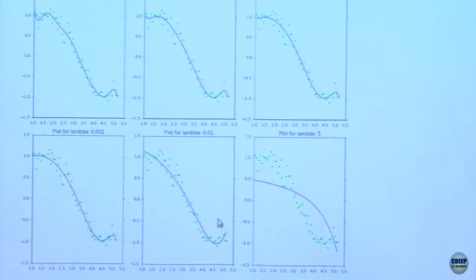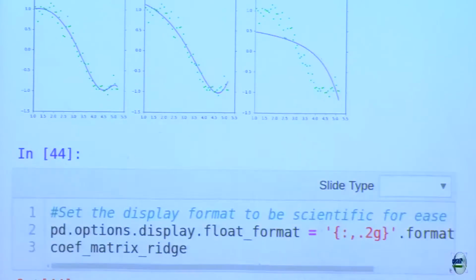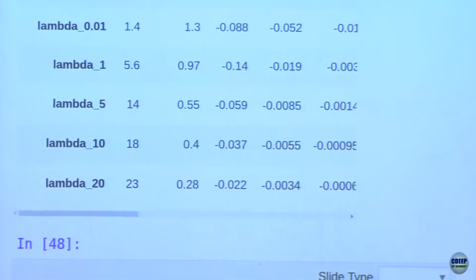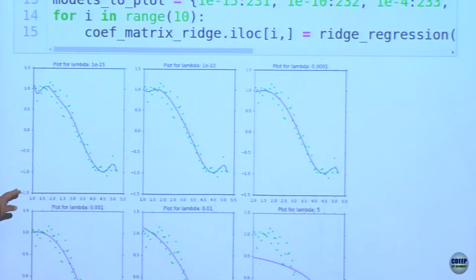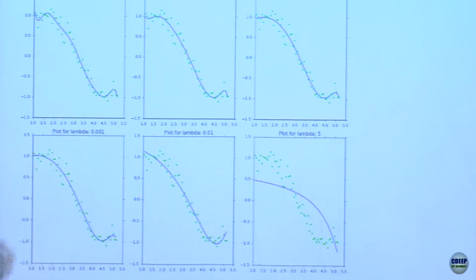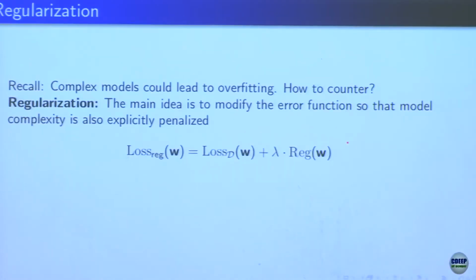This is a degree 5 polynomial, with 18 of them. As you increase the value of lambda, which is increasing here, your variation with respect to data is decreasing. That is the key.